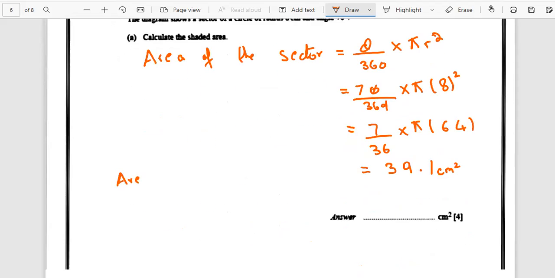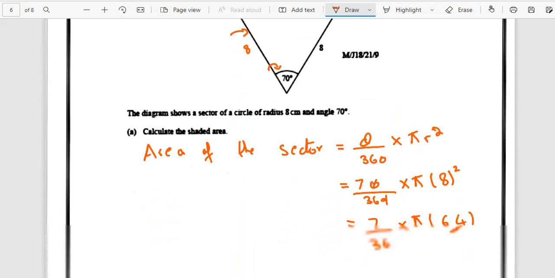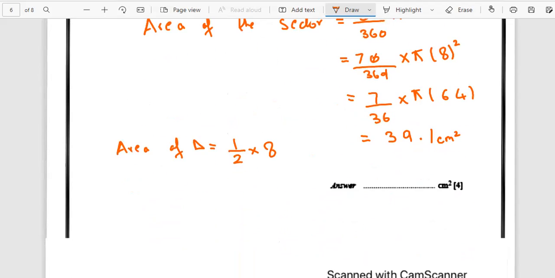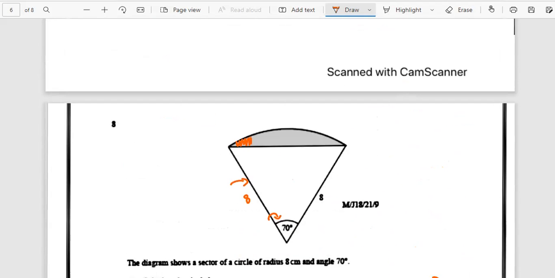So area of the triangle is going to be 1 by 2. We know the two sides and the angle opposite to that side. This side is also 8. So 8 into 8 into sine 70. So that would be 8 squared multiplied by sine 70. And what is going to be this area? 30.1 centimeter square. Okay.